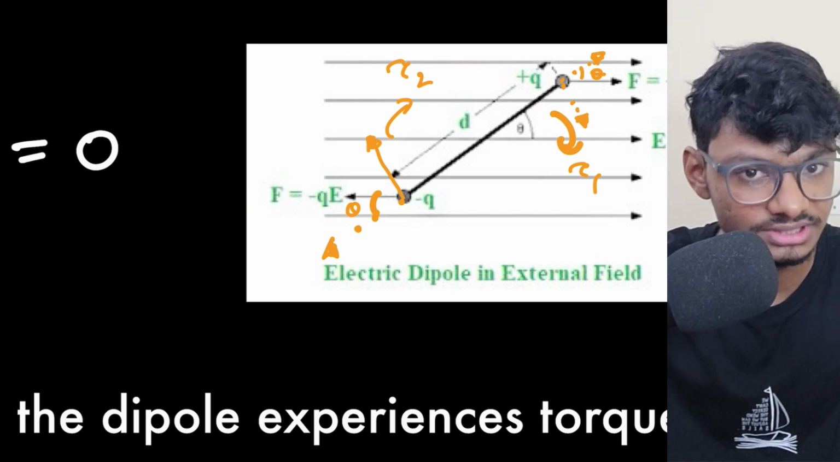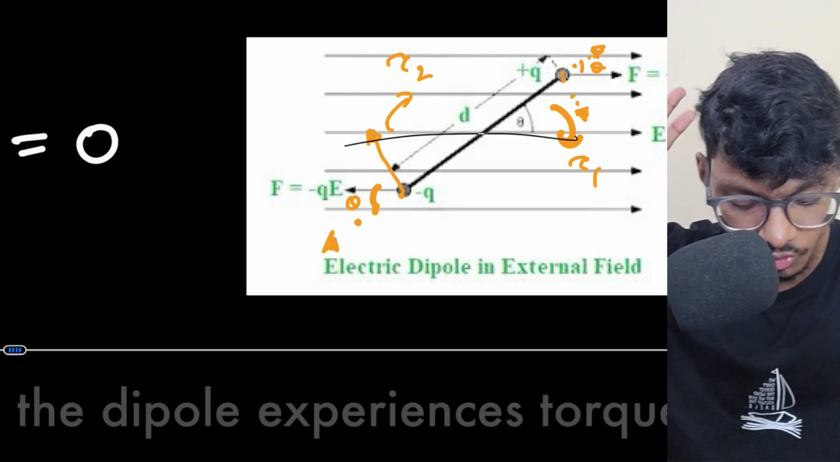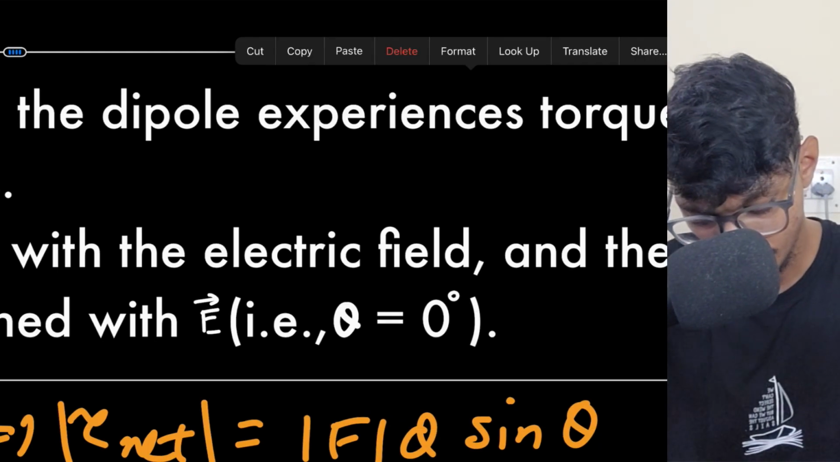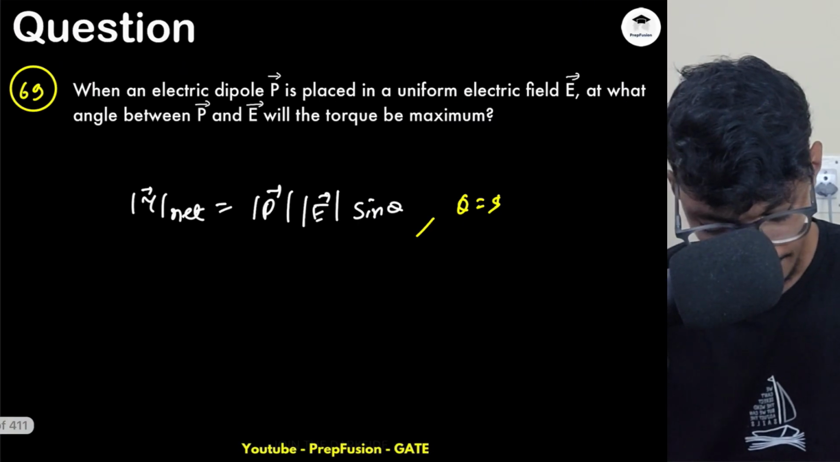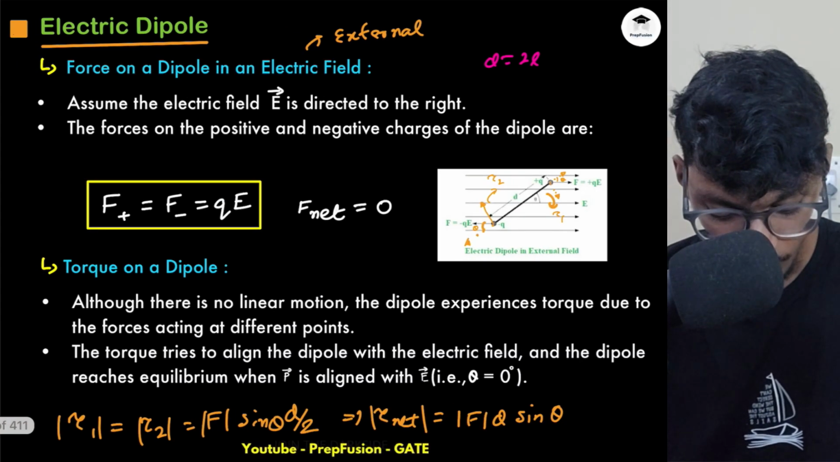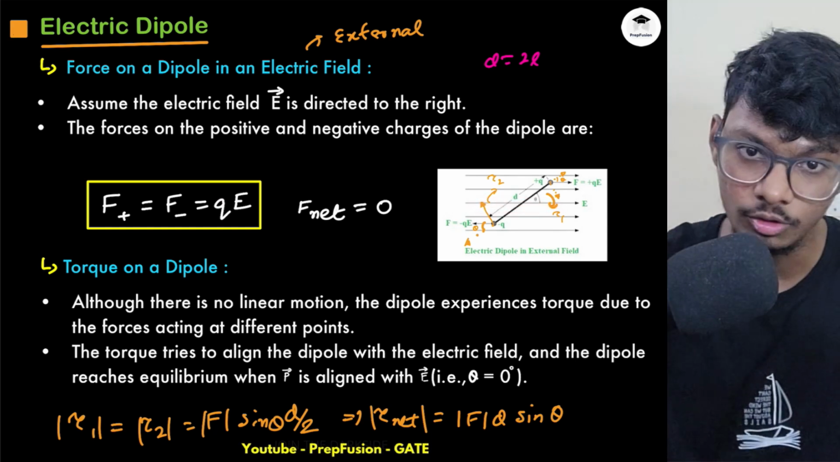Until equilibrium is reached. What is equilibrium? Until it is totally parallel. Until my dipole moment is parallel to the electric field, it will keep on rotating.